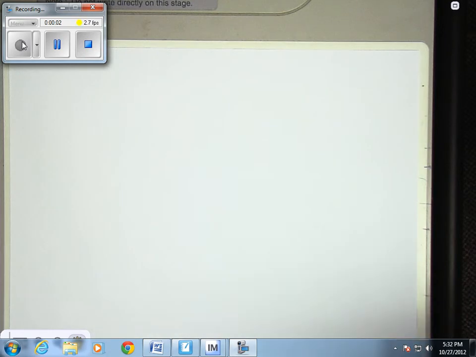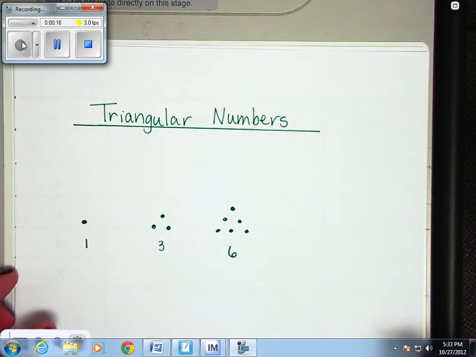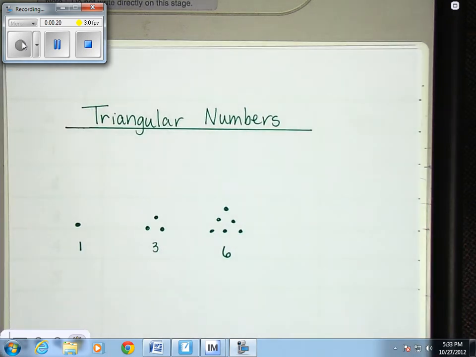So today we're going to talk about a sequence of numbers called the triangular numbers, and we're going to make conjectures about them and come up with a rule for finding any number in the sequence. Here are our first three triangular numbers, 1, 3, and 6. Grace, do you think you can come up with the fourth term based on what you're seeing right now? Yes, I can. Come show us.